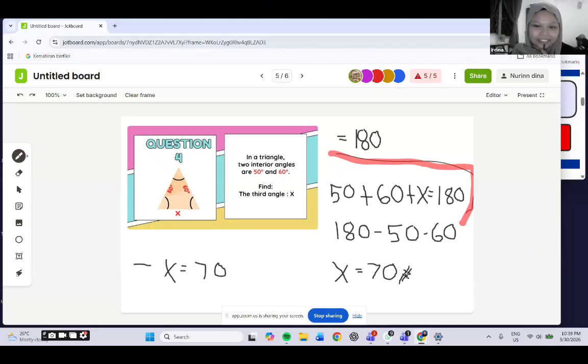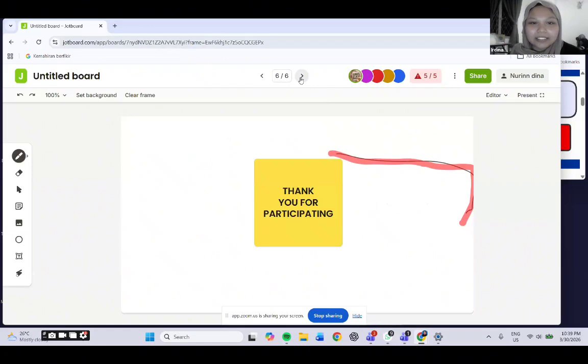Okay. Maybe the question is quite hard for some of us to write, right? But it's okay. So I think that's all of the questions. Yes, I think that's all. So thank you for participating. I hope even though there was a little bit of a problem with the board and all, with the activity you can still understand the lesson itself.